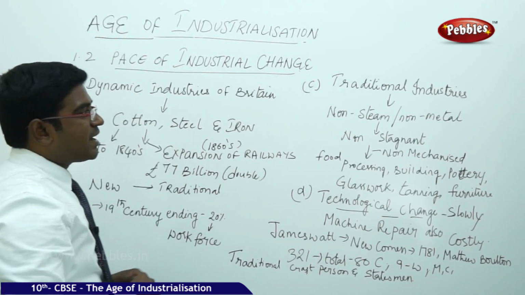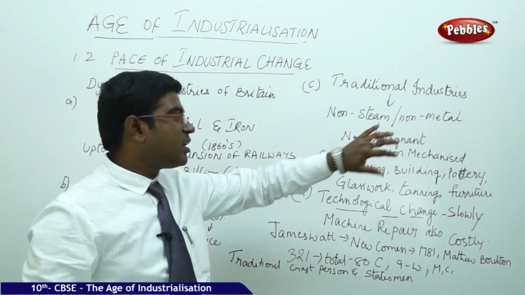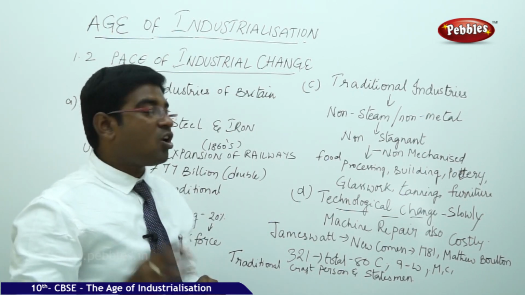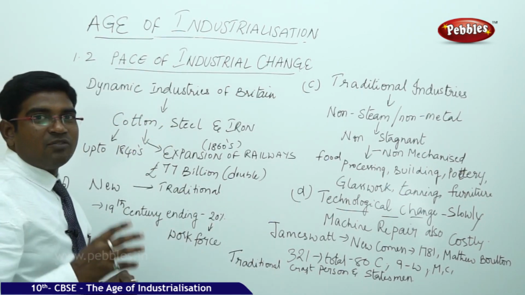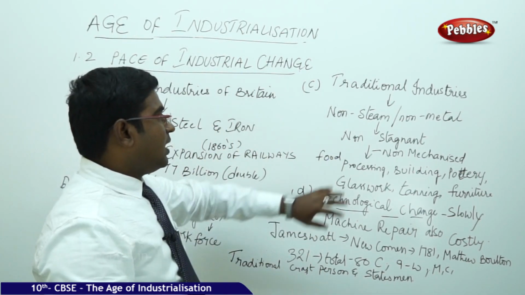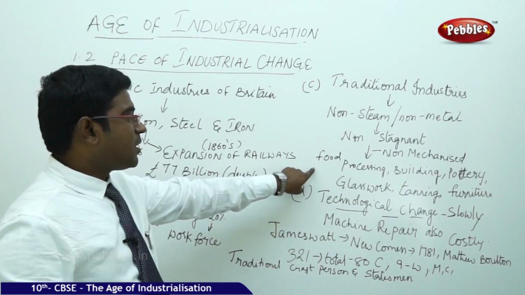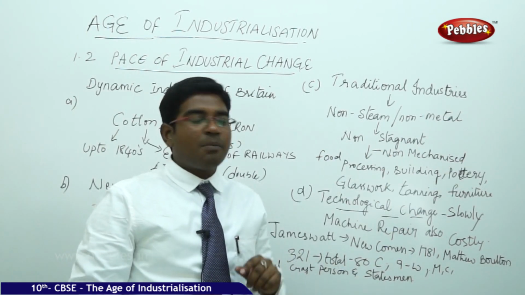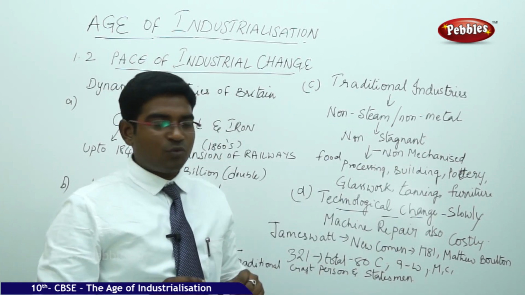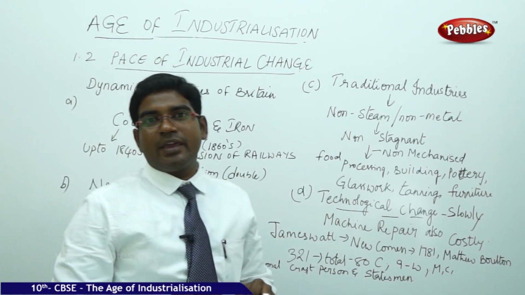And the third major aspect is that the traditional industries started to grow, where they were non-steam and non-metal industries, and it is a non-stagnant one. Cotton started to grow, though not in a very booming way, but still it is active. The non-mechanized industries which developed during this period are the food processing industry, the building industry, the pottery industry, the glasswork industry, the tanning industry, and the furniture works. All these started to grow their grounds in the UK.